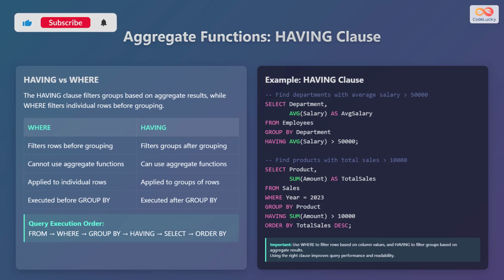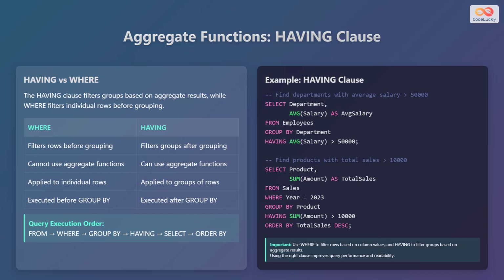The HAVING clause filters groups based on aggregate results, while the WHERE clause filters individual rows before grouping. The WHERE clause filters rows before grouping and cannot use aggregate functions. The HAVING clause, on the other hand, filters groups after grouping and can use aggregate functions. The WHERE clause is applied to individual rows and is executed before the GROUP BY clause, while the HAVING clause is applied to groups of rows and is executed after the GROUP BY clause. The query execution order is FROM, WHERE, GROUP BY, HAVING, SELECT, and then ORDER BY.